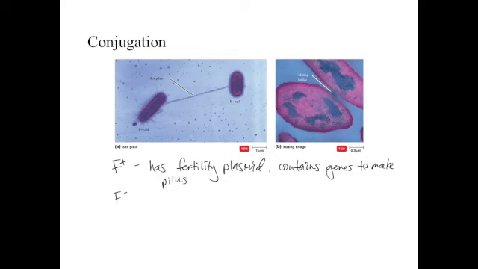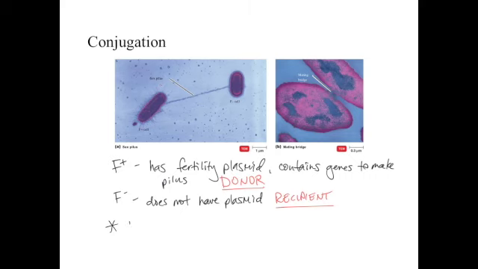So our F-positive cell is going to be our donor cell. It is going to donate plasmid DNA to our F- cell. Our F- cell does not have that plasmid, and so it will be our recipient cell. It is going to receive DNA from the donor cell. Now, bacteria are pretty promiscuous. They don't really care if the bacteria that they're reaching out to and undergoing conjugation with are of the same species or not. So this can be a transfer between any bacterial species.